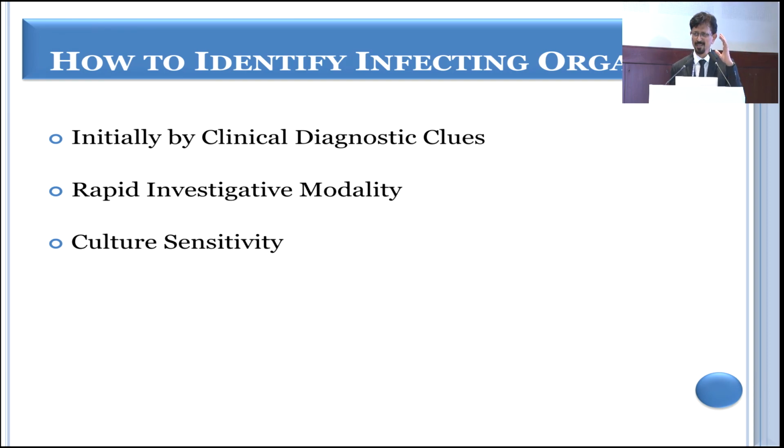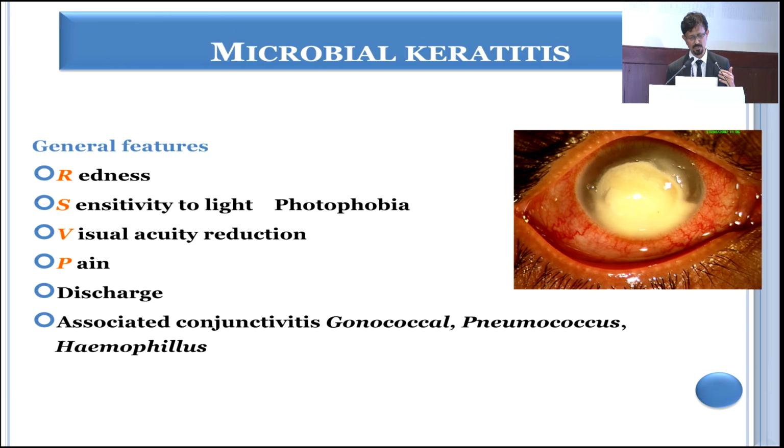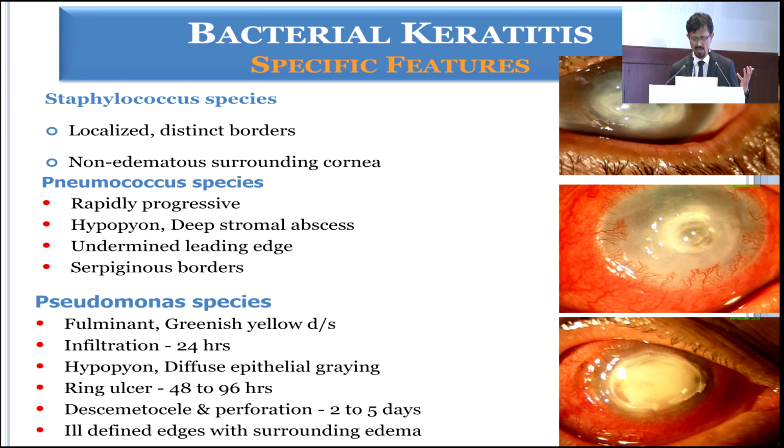One is by clinical diagnostic clues. There are certain clinical diagnostic clues which give you an idea that probably this is the organism. Then some rapid investigative modality that will help you to know what can be the organism. And of course, third is definitive, that is culture sensitivity, but it takes a lot of time. So the first two are many times practically very useful. So clinical diagnostic clues depend on the symptoms and signs. So the routine symptoms are redness, pain, sensitivity to light, and discharge.